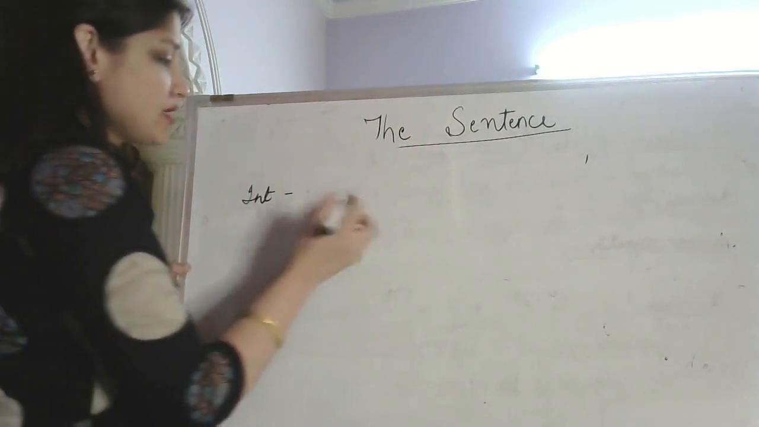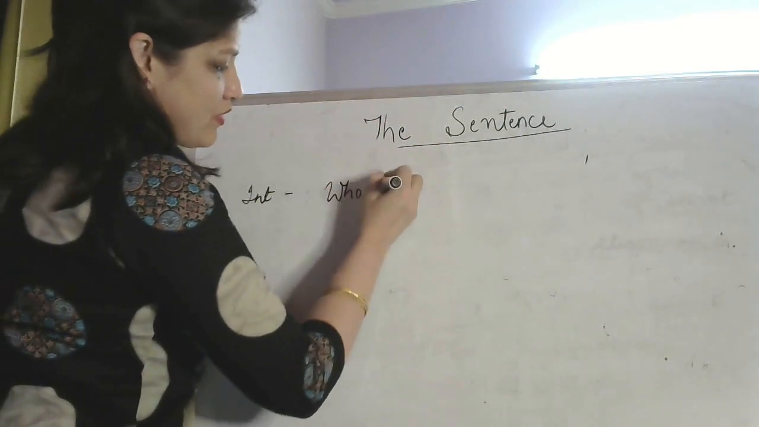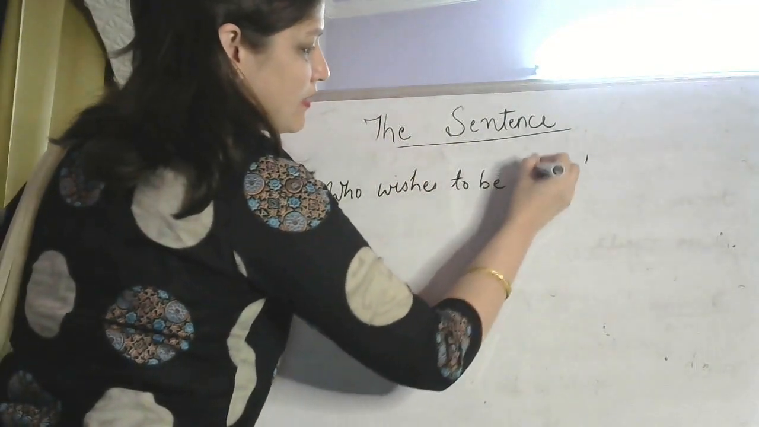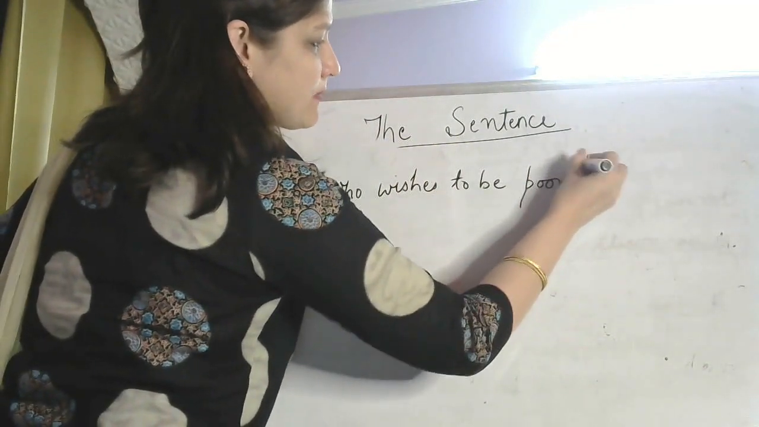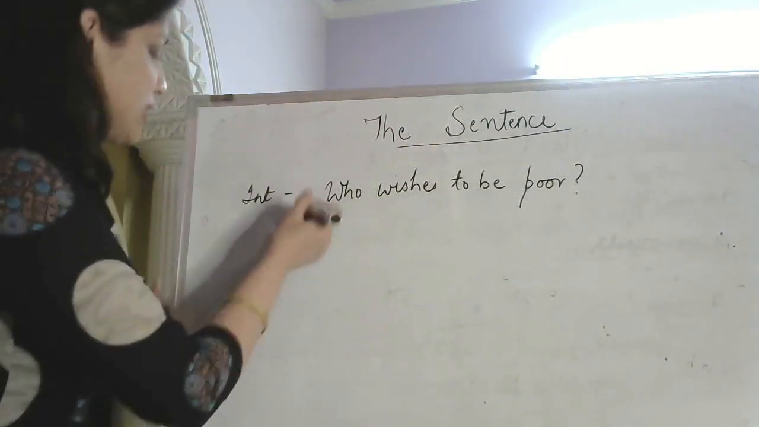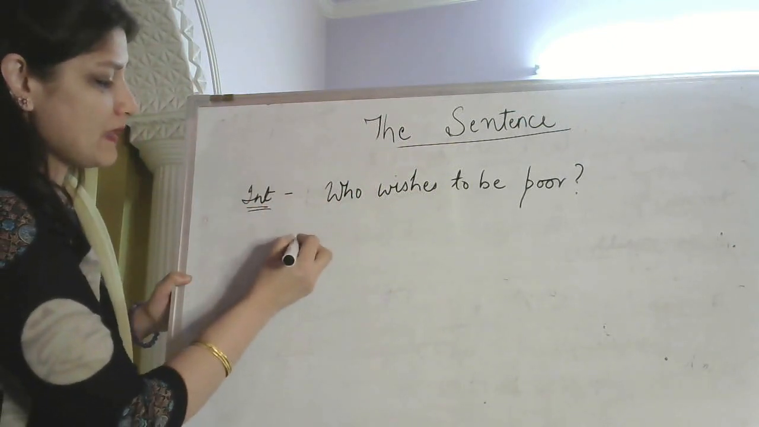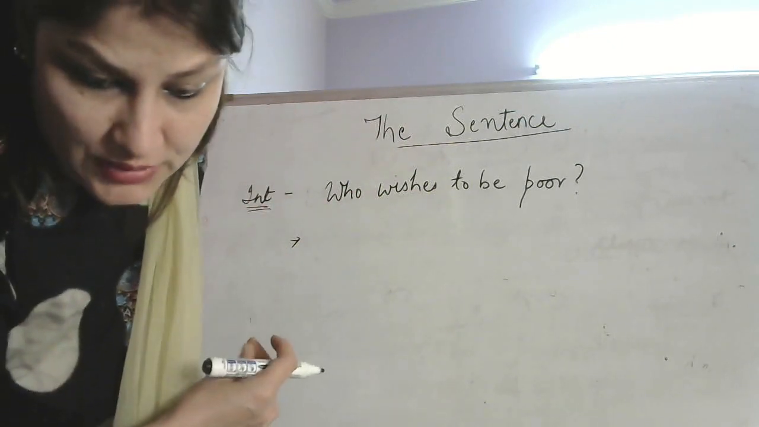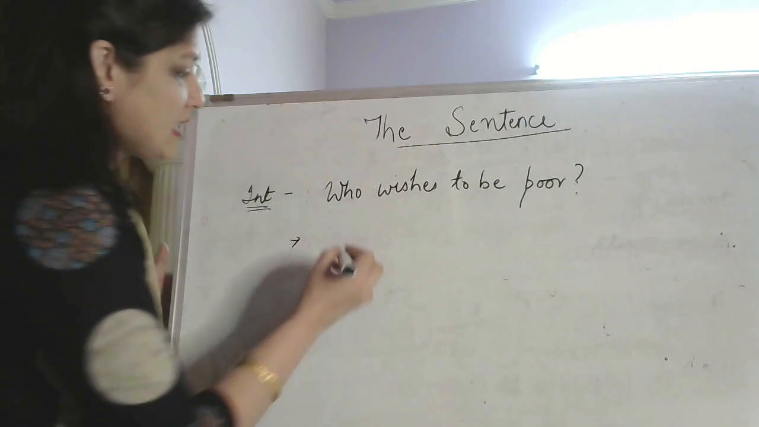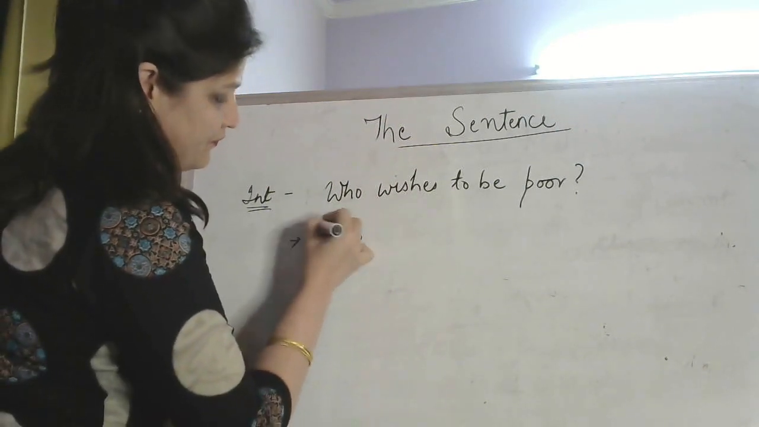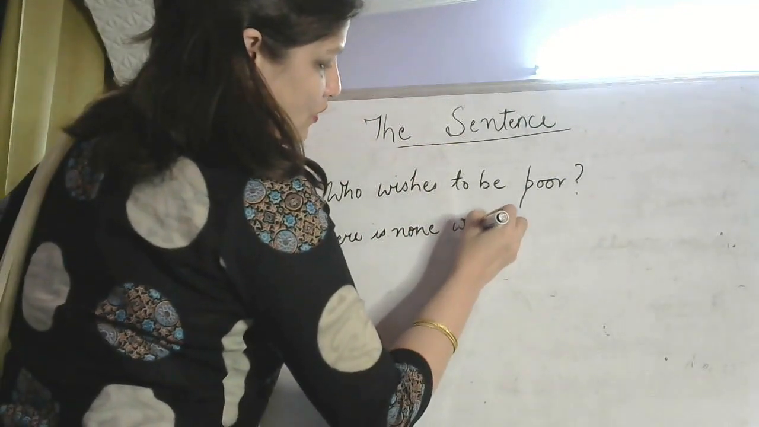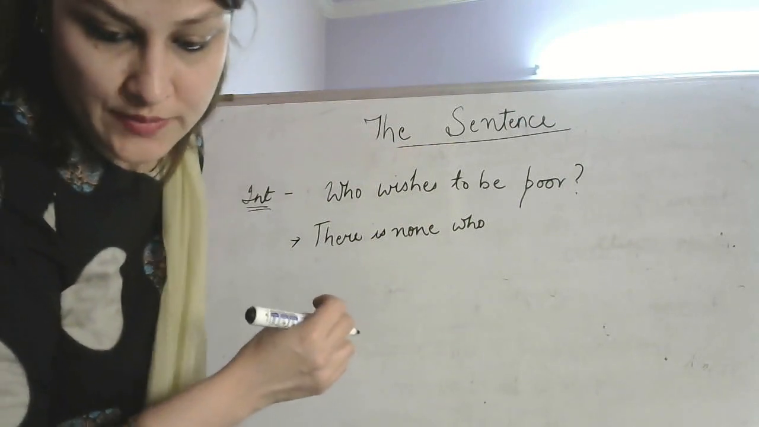See the question part here, interrogative. Who wishes to be poor? Now it's a question. I've put a question mark here. When you change it from interrogative, it will change to, they've given it here in your exercise itself. I've taken this from your exercise: there is none who wishes to be poor.